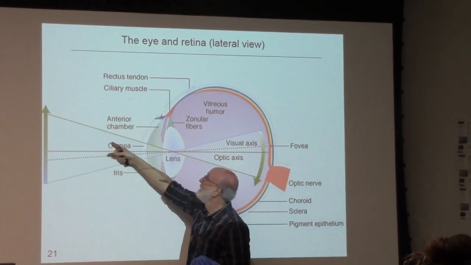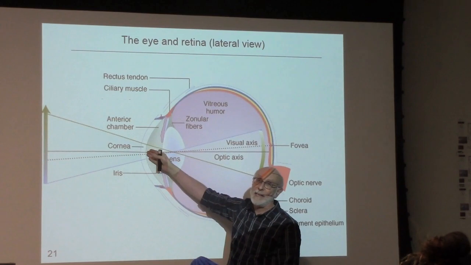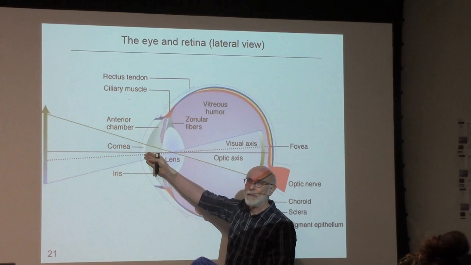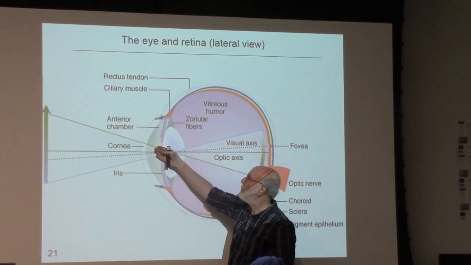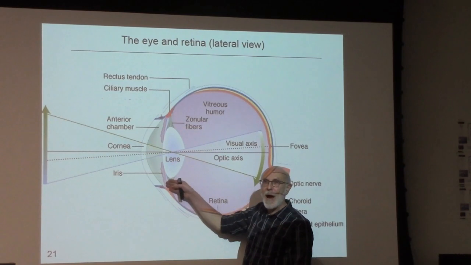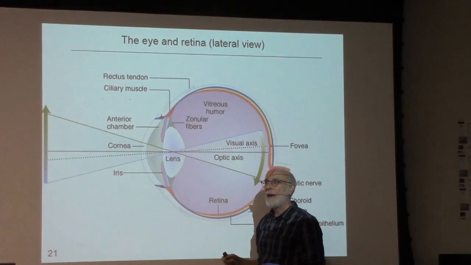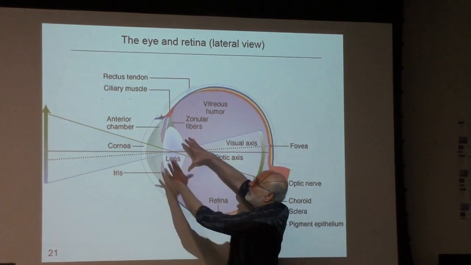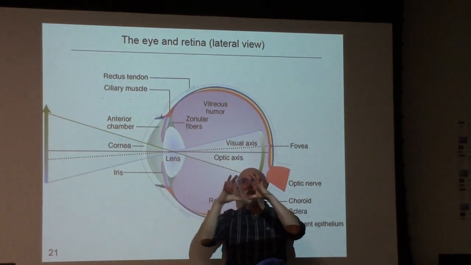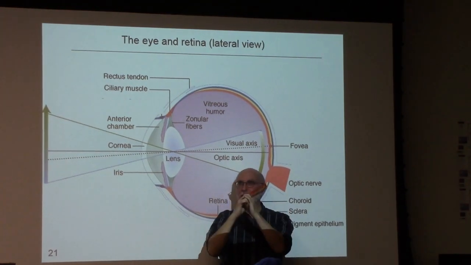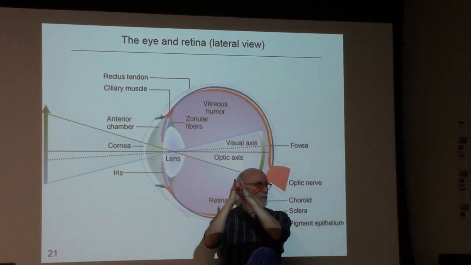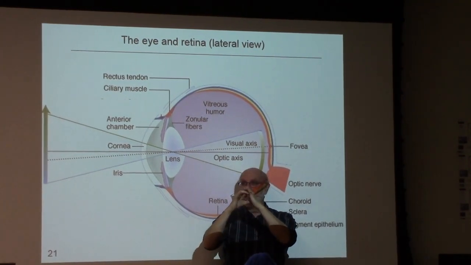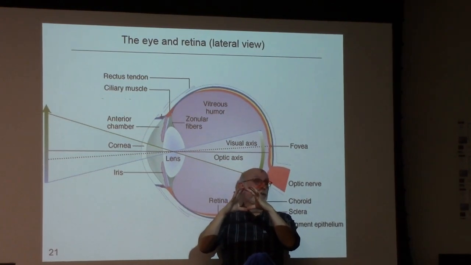So light goes through the cornea. This is not the lens. This is not what does the focusing. This is just the window on the outside of the eye. Aqueous humor. The iris is a muscle that can constrict or dilate. When it constricts, it's a sphincter muscle. So when it contracts, it reduces the diameter of the pupil, limiting the amount of light that comes in. And when it relaxes, it dilates and allows more light in.